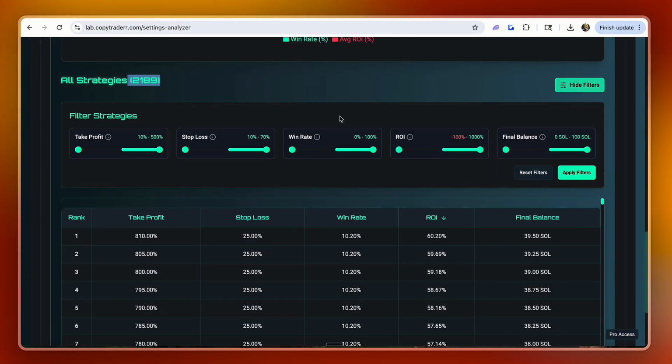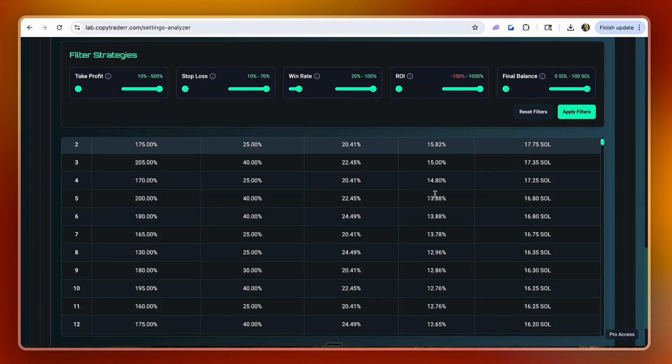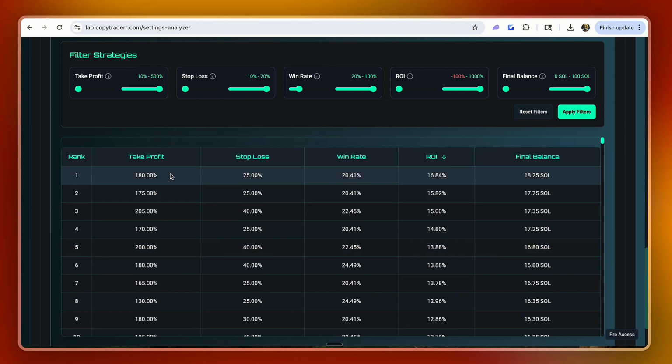You can filter them for win rates. So maybe I want a win rate greater than 20%. Let's see what we got. So the best scenario in that case would be a take profit of 180, a stop loss of 25. That would give us a 16% ROI and a 20% win rate. Our final balance would not be as great, but some people just feel more comfortable winning more often.